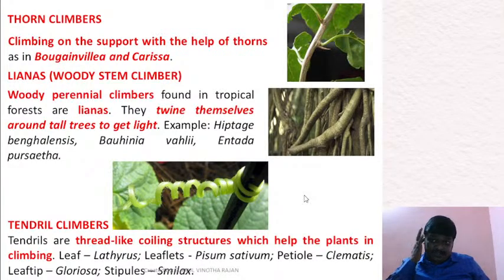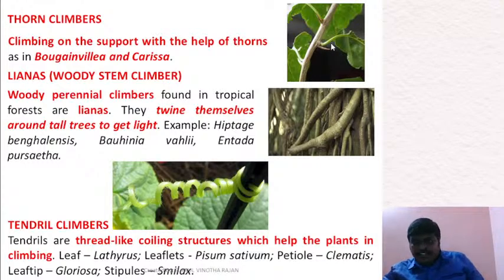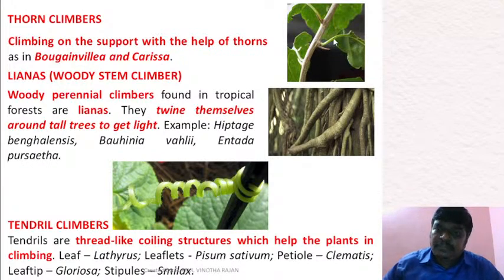Next is called thorn climbers. Thorn. You can see it here in the bougainvillea, carissa. In those plants, with the help of these thorns, they will climb. That is called thorn climbers.